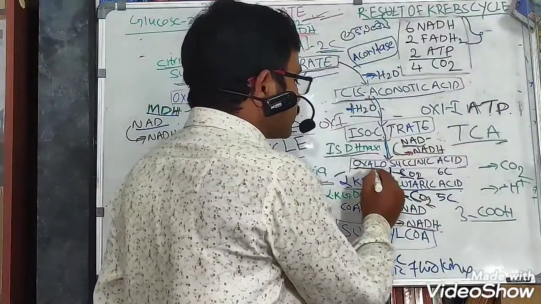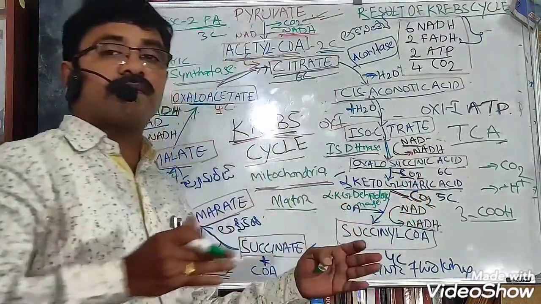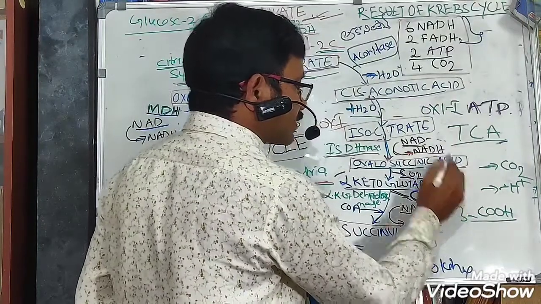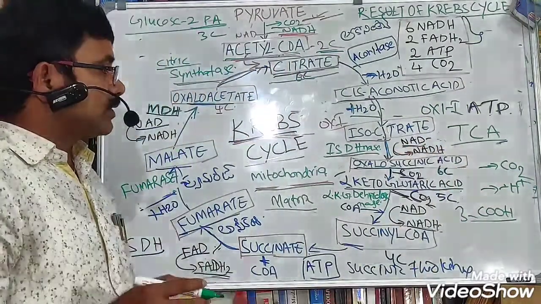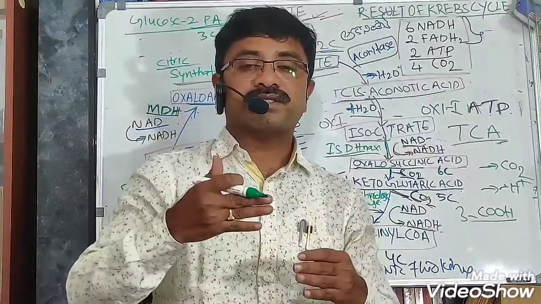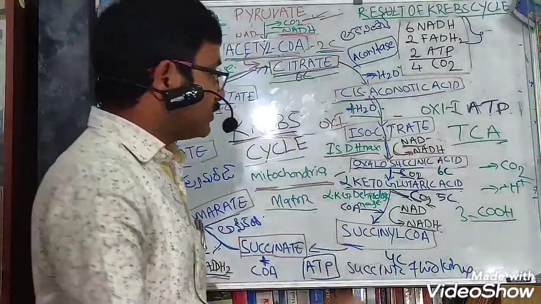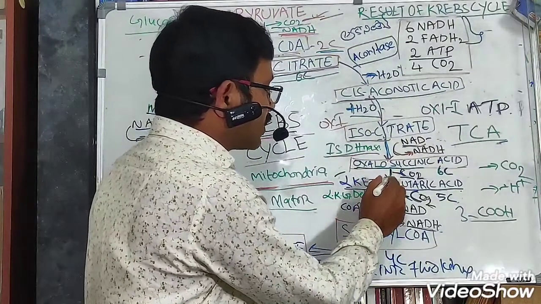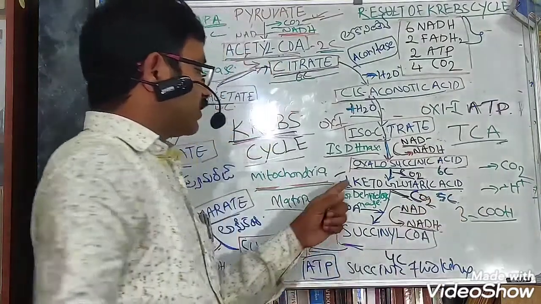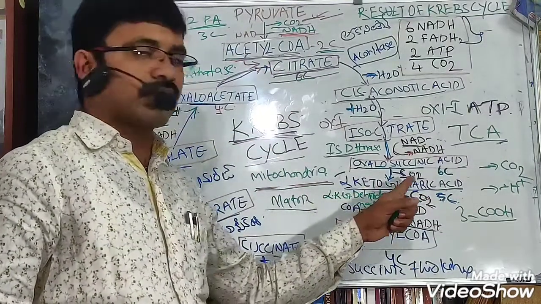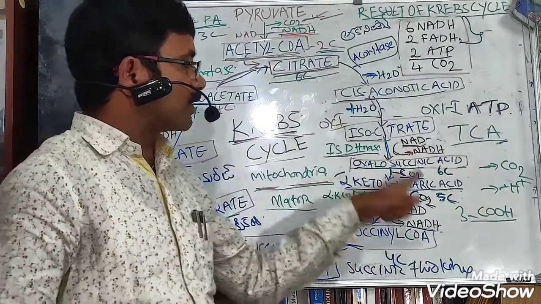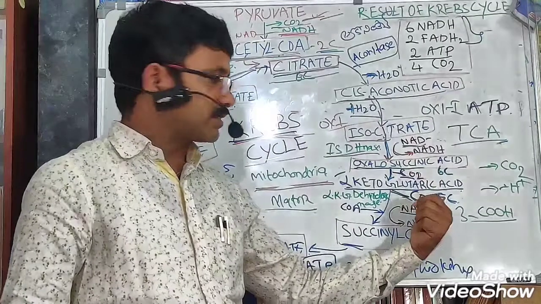Next, oxalosuccinic acid undergoes decarboxylation. Here, oxalosuccinic acid, also a 6 carbon compound, undergoes decarboxylation in the presence of oxalosuccinic decarboxylase. As a result, oxalosuccinic acid converts into a 5 carbon compound, that is alpha ketoglutaric acid, because oxalosuccinic acid loses one carbon in the form of carbon dioxide.